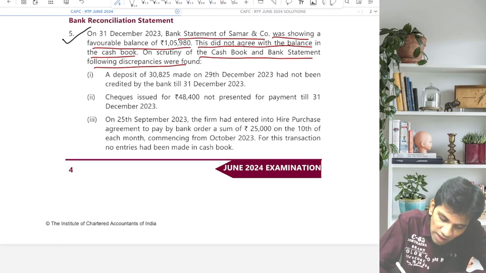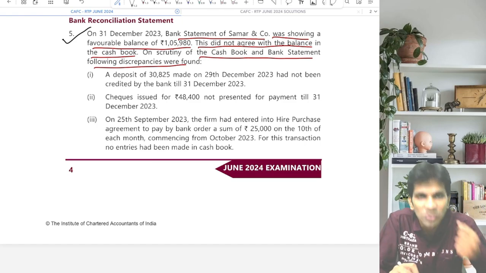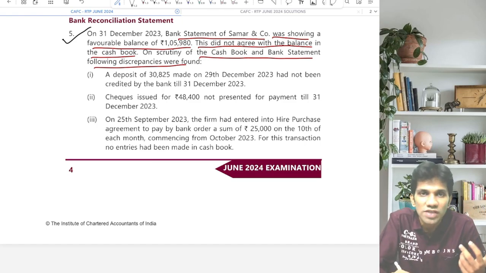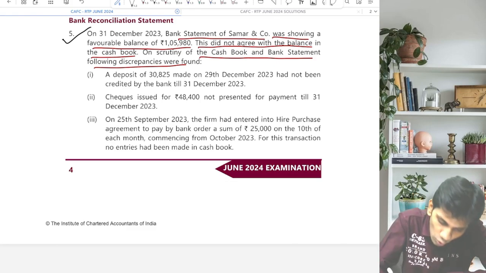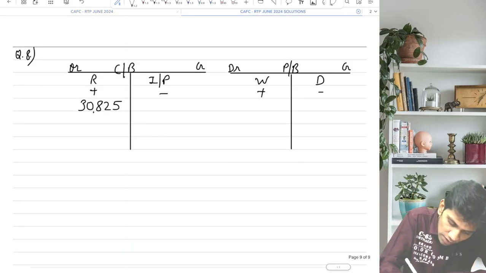Check issued for 48,400 not presented for payment. So we have issued a check, but it is not paid. So who issues the check? We do, means cash book. So on the cash book payment side, 48,400.